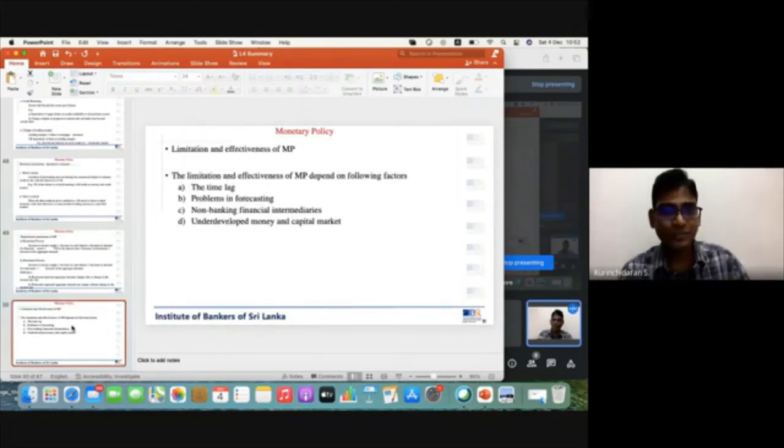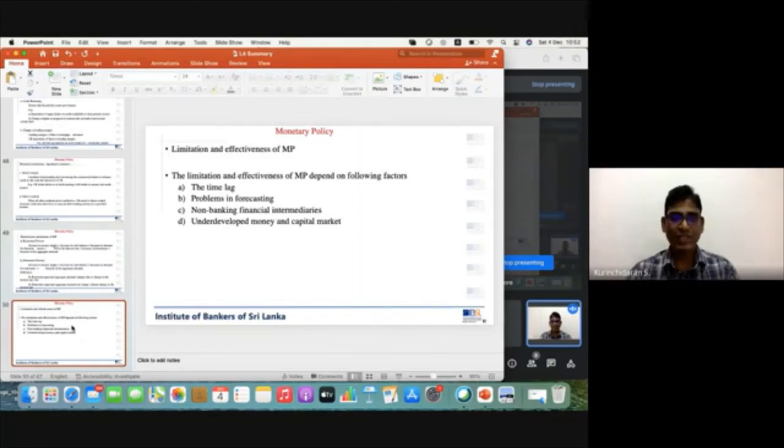Next one, the limitations, right? The limitations and effectiveness of monetary policy depend on the following factors. Now, this is also very important to understand, because central banks can have different ideas and changes in the monetary policy, and take various measures, but sometimes you don't get expected results. It doesn't mean the central bank is doing bad, but it means there may be some limitations for them as well, right?